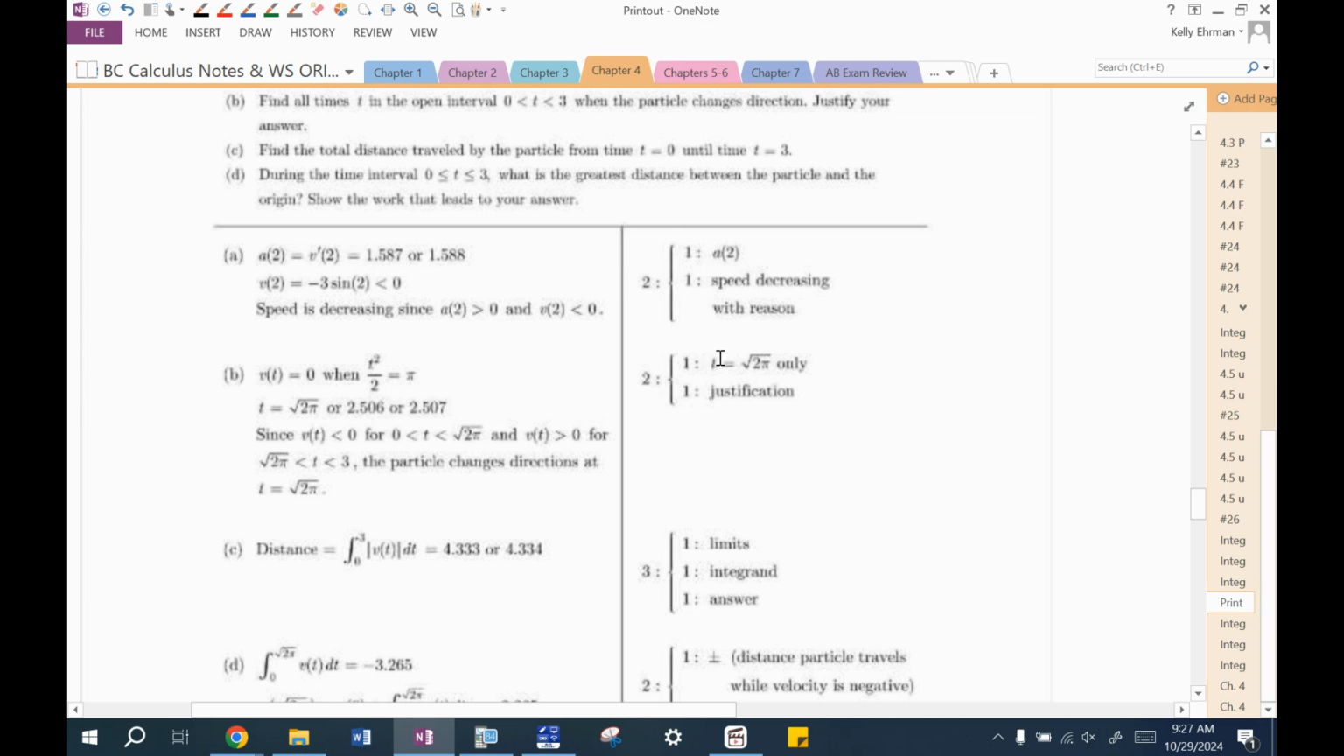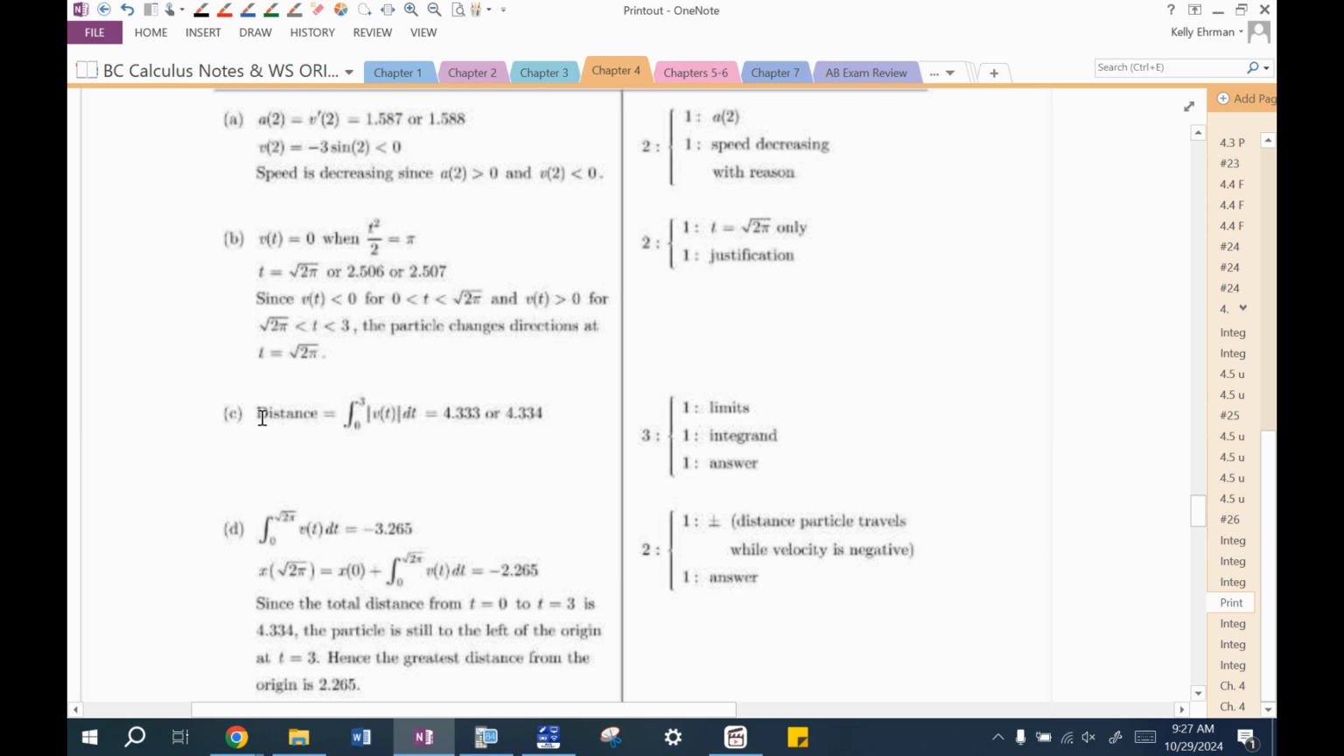So when they say you get a point for t equals square root of 2 pi, it would be silly to algebraically find that answer. Just do what we did and calculate to find that time using the graph. All right, and then justification. I just said that the particle changes directions because velocity changes signs, which is what this said, right? Maybe I should have said it changes signs at 2.506 or 507, but either way, I think that's okay.